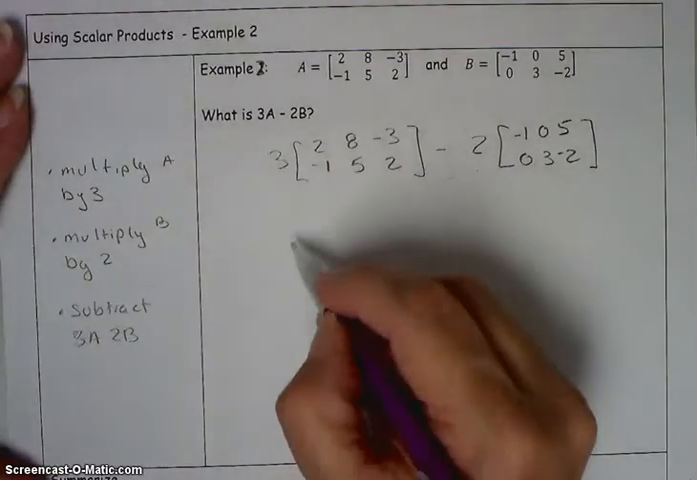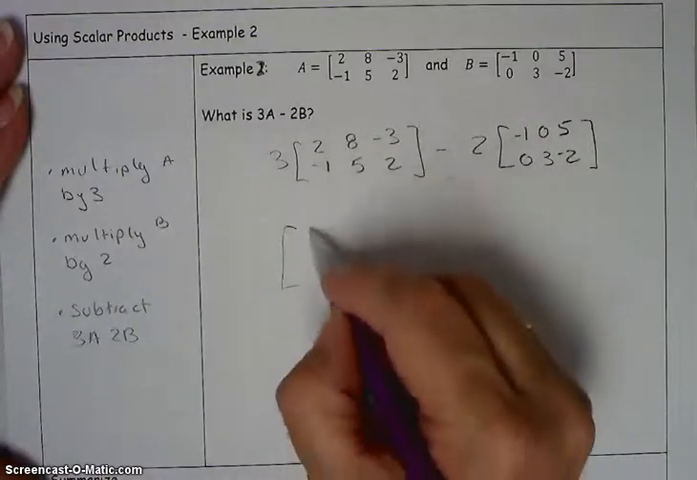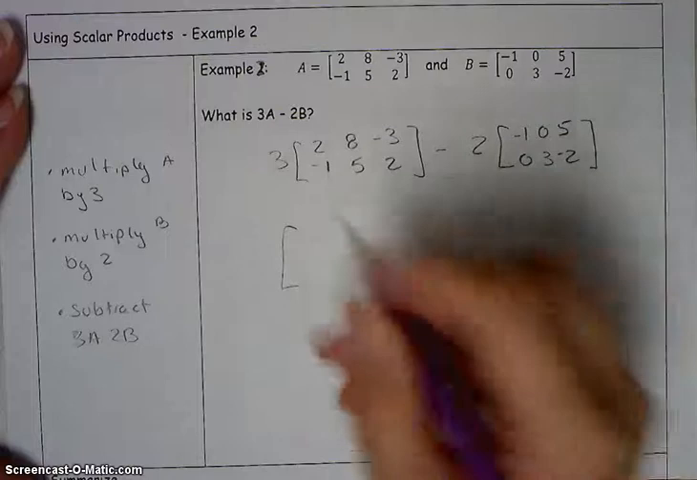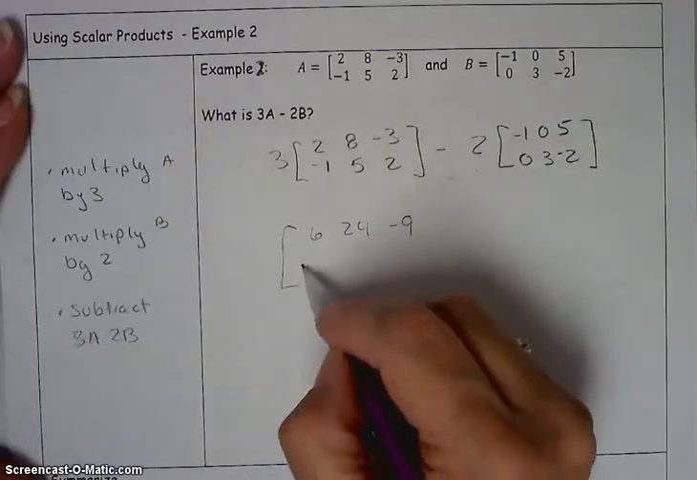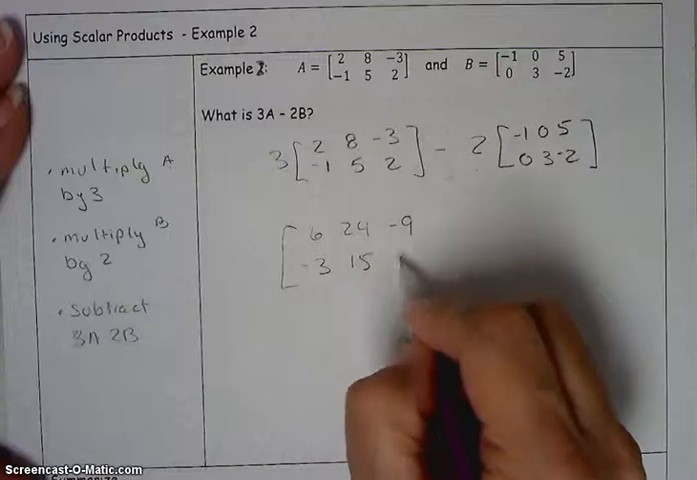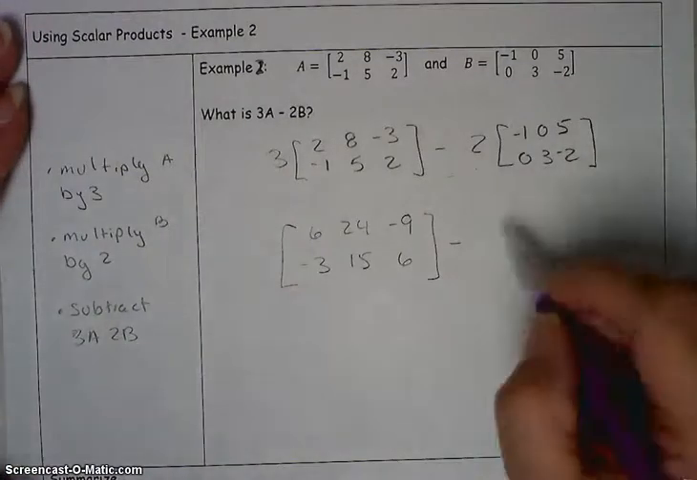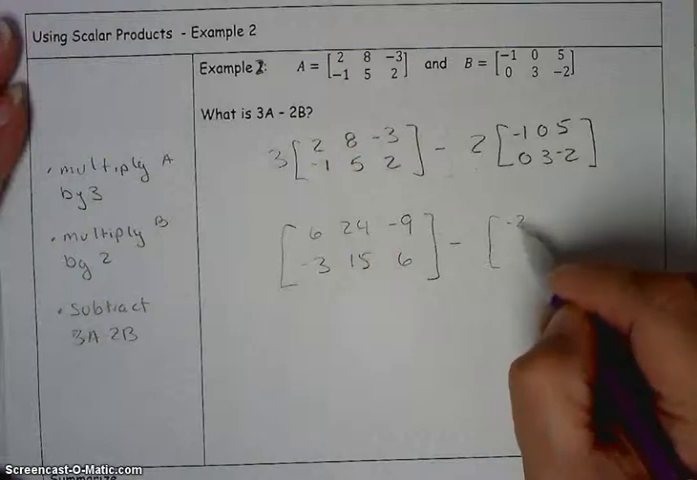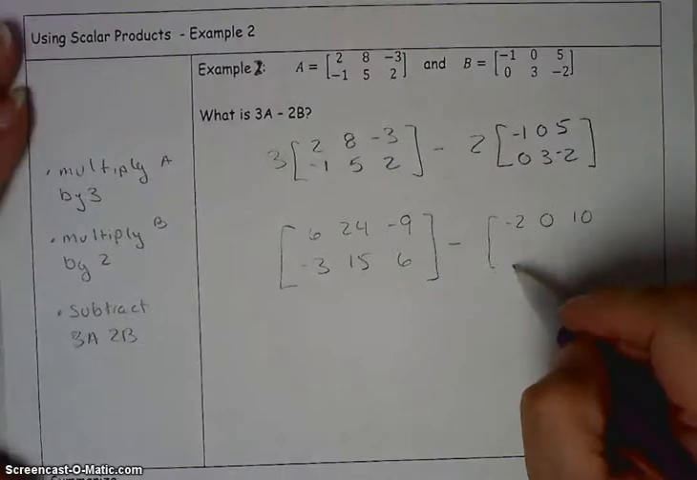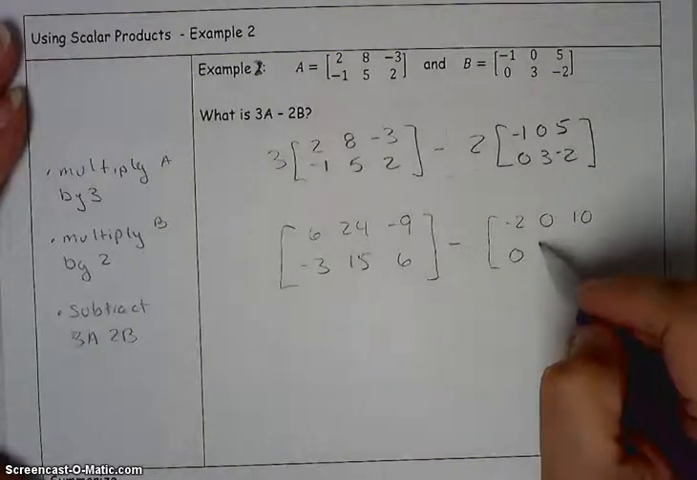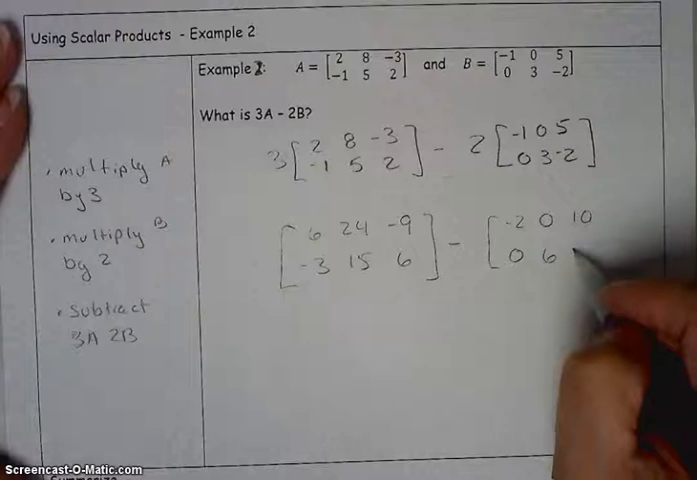So remember, we just multiply each individual element. So you're going to go through and do 3 times 2 is 6, 24, negative 9, negative 3, 15, and positive 6. And then you multiply each individual element of the next one by 2. So you have negative 2, 0, 10, 0, 6, and then negative 4.